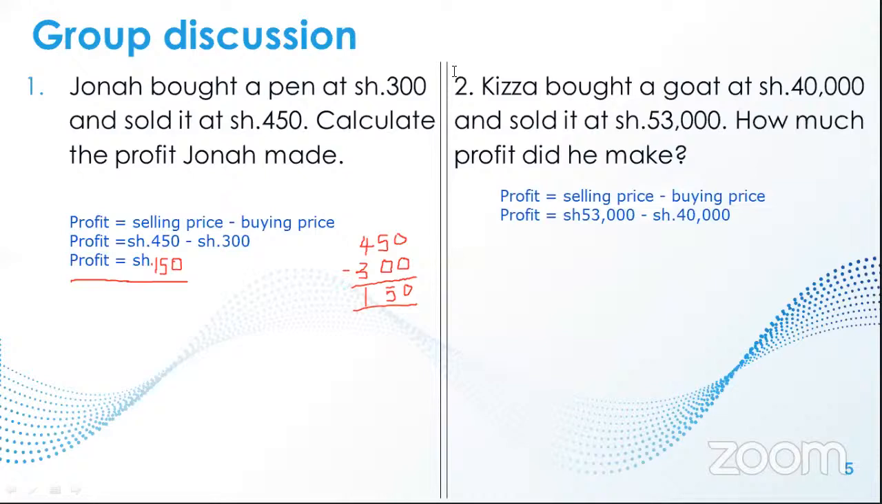Let me try to write it here. I hope you are able to see when I write here 53. Are you able to see what I'm writing? Yes. Okay, it is 53 take away 40,000.